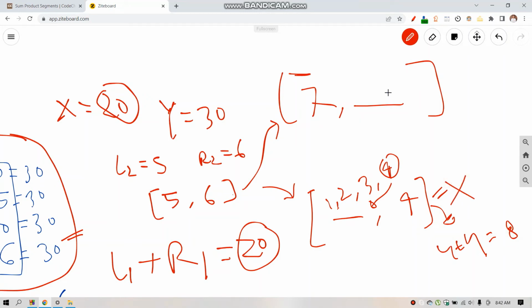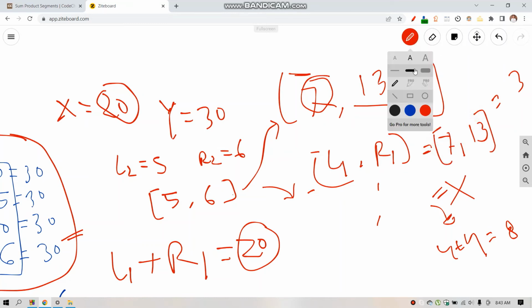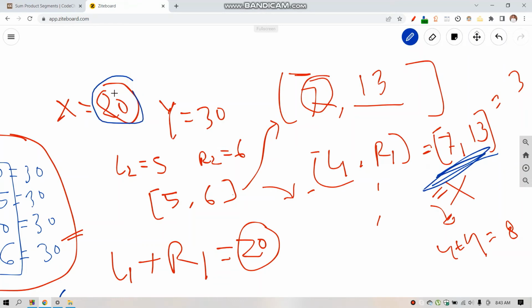We have to take this segment. So if we put one value as 7, the other value we need is 20 minus 7 equal to 13. So our L1 R1 becomes 7, 13. So by adding them we can make 20, and L2 R2 is 5, 6, so by multiplying them we can make 30.